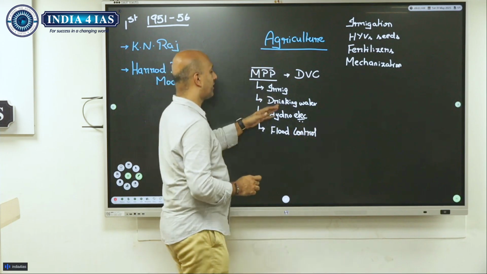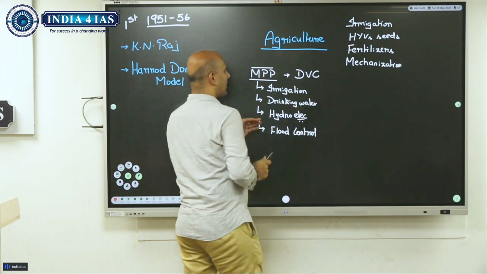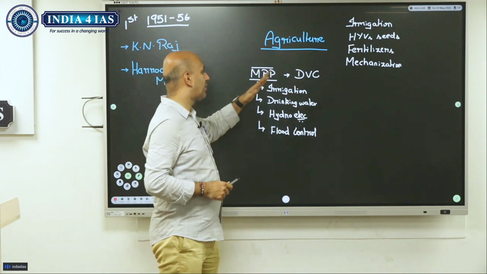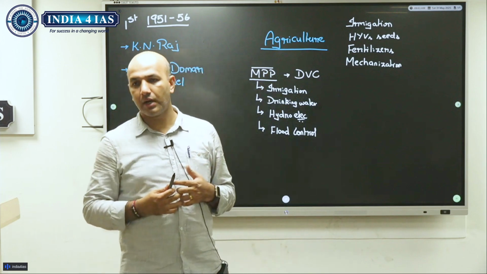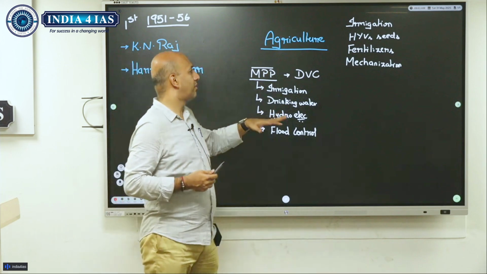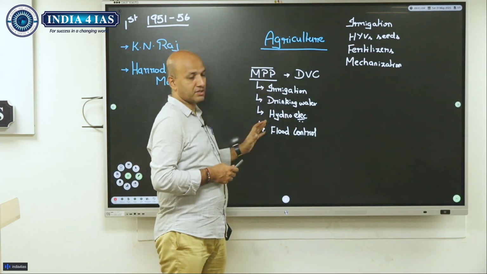Right, on irrigation, on drinking water, on hydroelectric power and flood control. So multiple purposes were targeted towards one project, and Damodar Valley Corporation gave a larger benefit in that direction. Right, it solved a lot of irrigation related problems to all surrounding areas. Right, that was one of the biggest benefits.